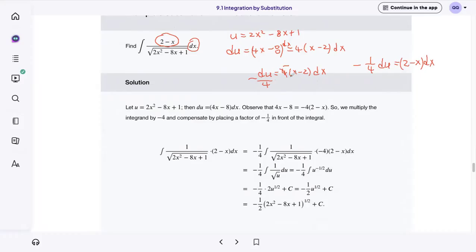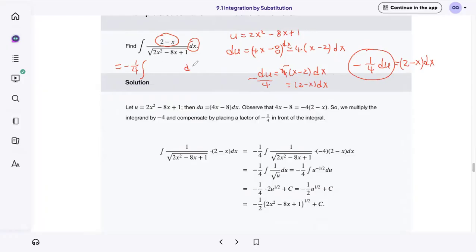So how do we do it? We divide by 4 to get rid of this 4. Then we put a negative sign. We multiply by -1 on both sides. So now this side becomes 2 minus x dx, which is included in the integrand. So that only means 2 minus x dx equals negative quarter du. Again, we're going to put the negative quarter before the integration sign.